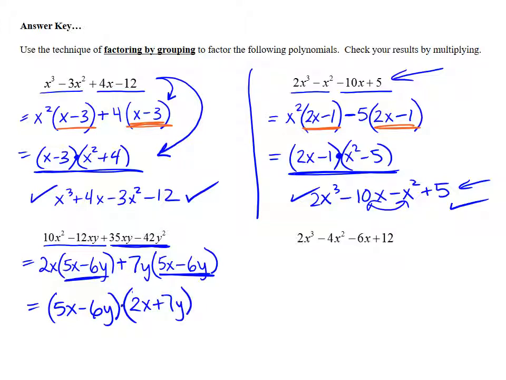So this is our product now, our factorization. That should be our answer. Check it by FOILing out. 5x times 2x is 10x squared. Outside, 5x times 7y is positive 35xy. Inside, minus 12xy. And finally, negative 6y times positive 7y is minus 42y squared.